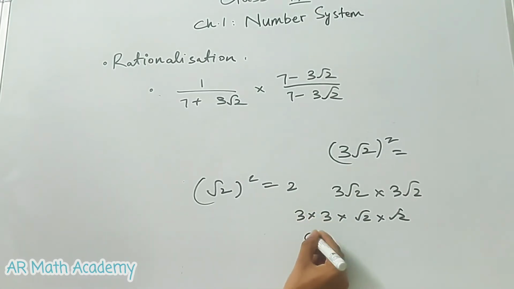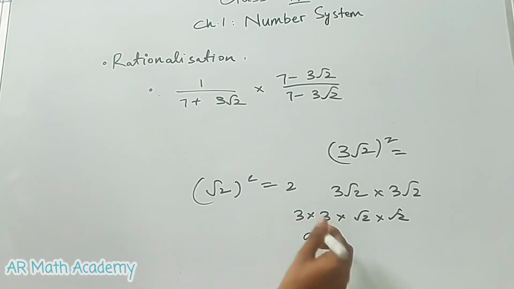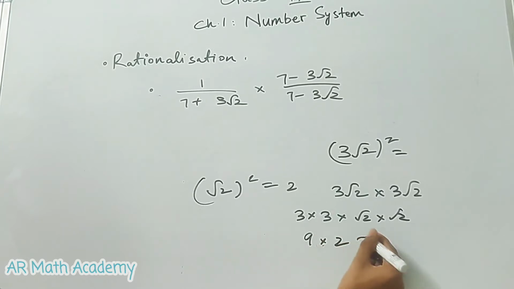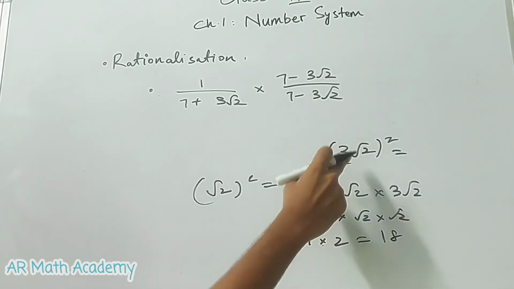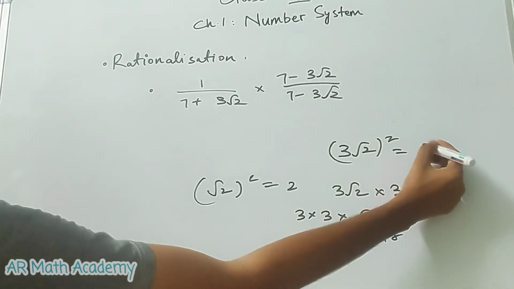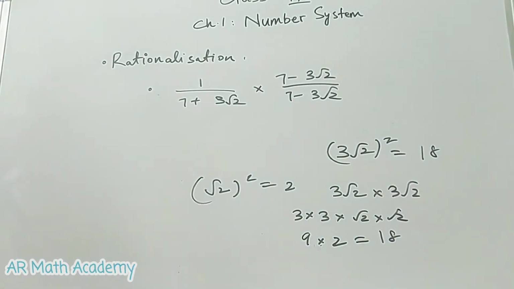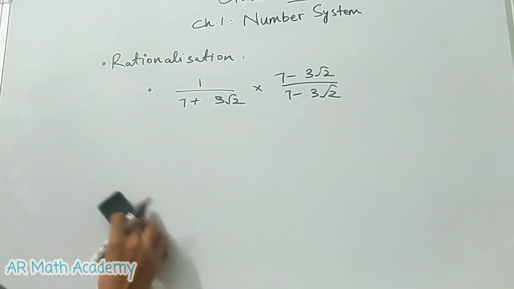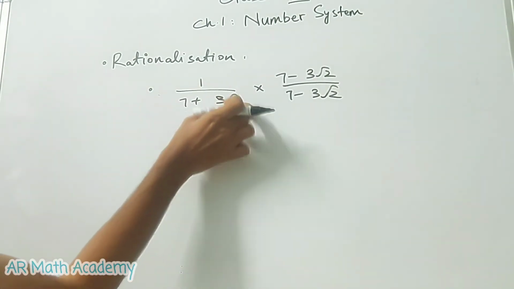So what is 3 into 3? 3 into 3 is 9. What is root 2 into root 2? Root 2 into root 2 is 2. So 9 into 2 is ultimately 18. So an irrational number over here, which is 3 root 2, when squared becomes 18, which is a rational number, right? So basically we are taking advantage of that concept and just trying to get this to get square.